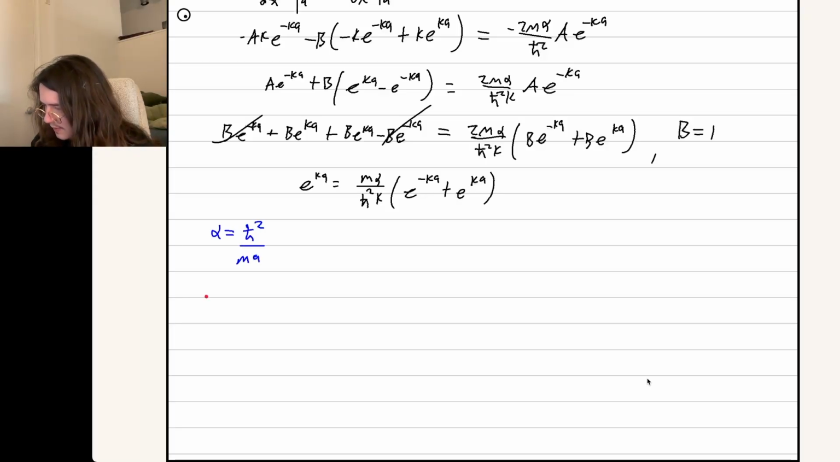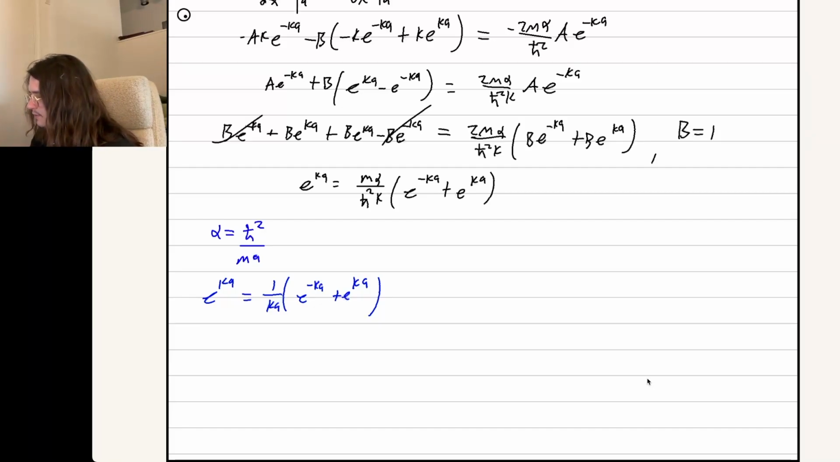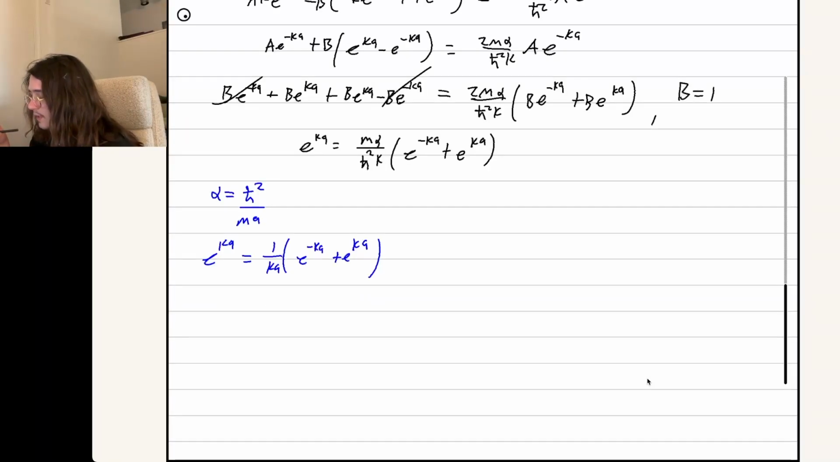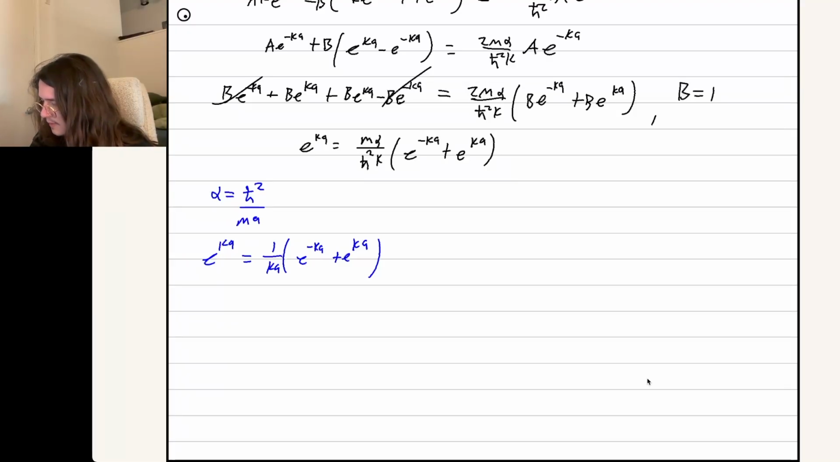And then this is going to be e to the ka equals minus 1 over ka e to the minus ka plus e to the ka. That's what you get for this equation when you plug in that value for alpha. And this is an equally unsolvable algebraic equation, at least not solvable by me. I did solve it with Desmos, and I found that k is just going to be 1.109 over a.